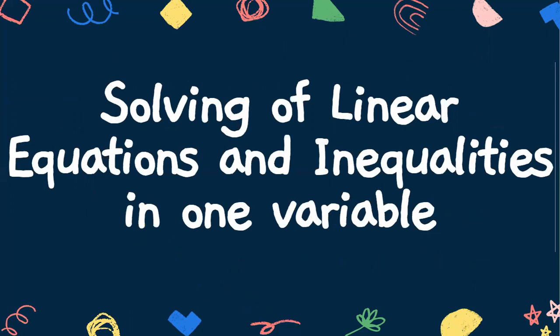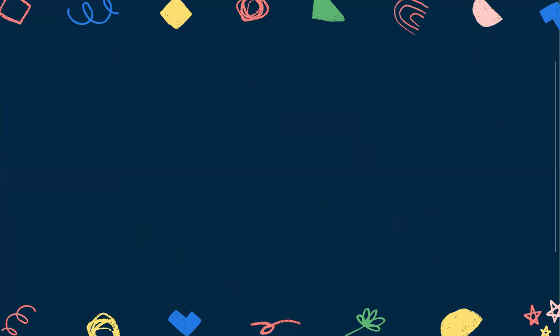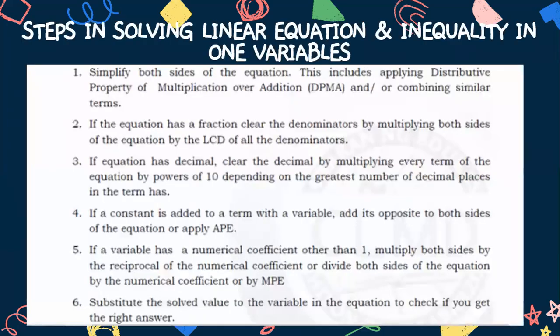So we're going to solve the linear equation and inequalities. So in solving linear equation and inequalities, we have steps. So first, simplify both sides of the equation. This includes applying distributive property of multiplication over addition and or combining similar terms.